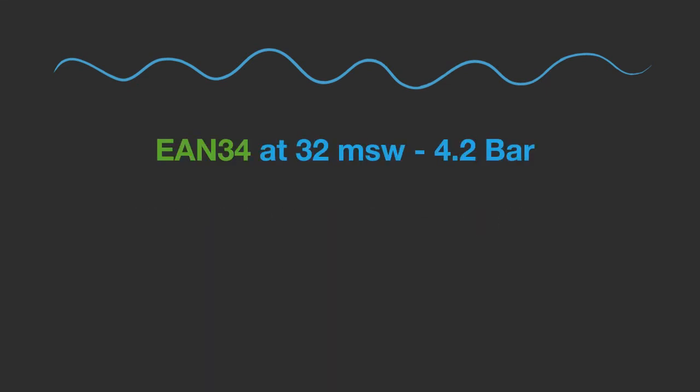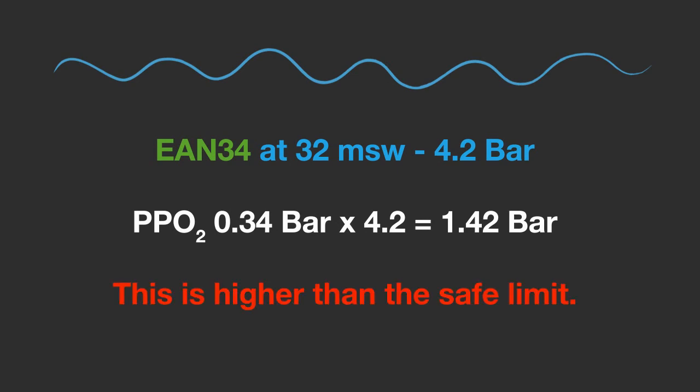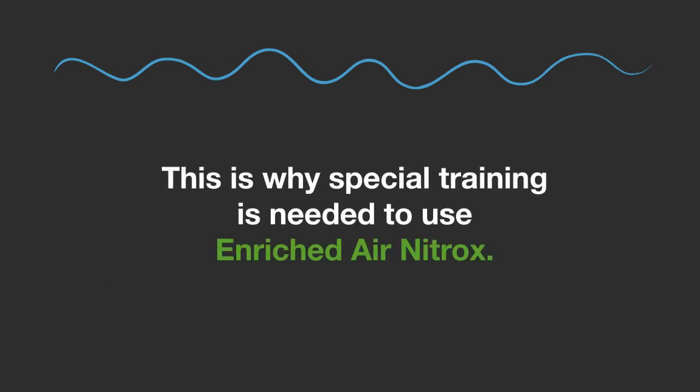However, if we dive with this blend to 32 meters, where the pressure is 4.2 bar, the partial pressure of oxygen will now be 0.34 bar multiplied by 4.2. And this equals 1.42 bar. This is now higher than the safe limit. This is why special training is needed to use enriched air nitrox.